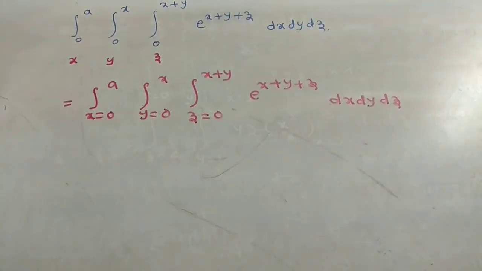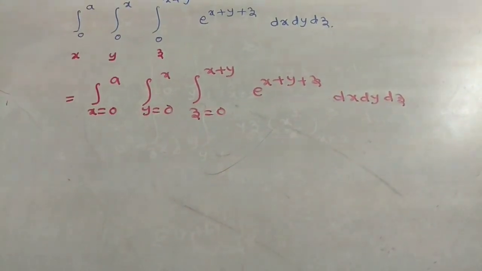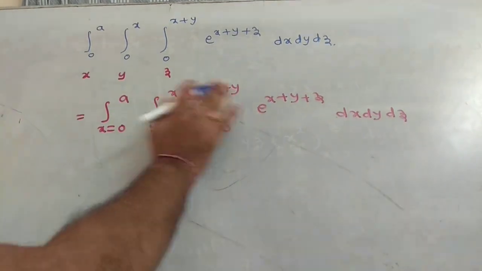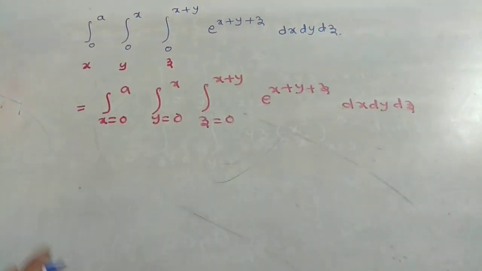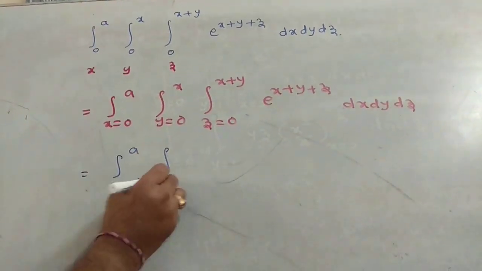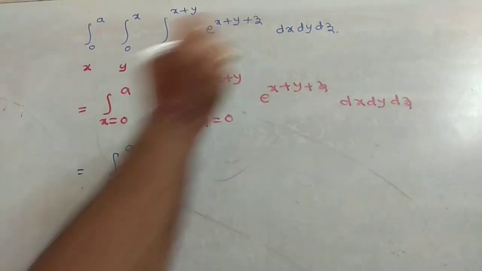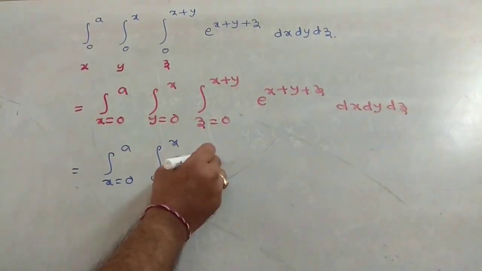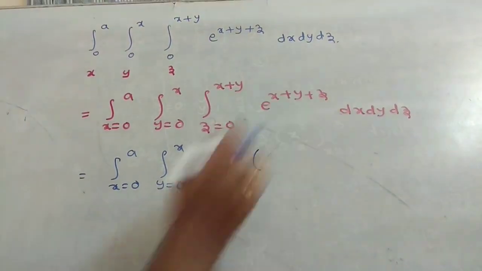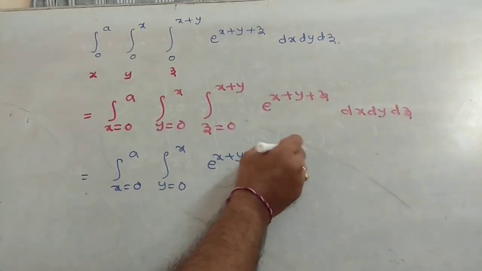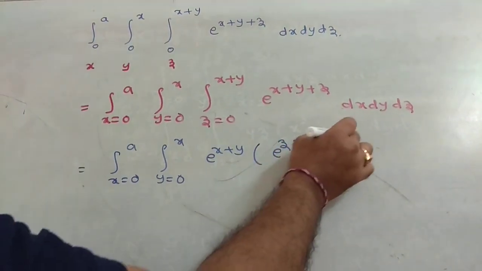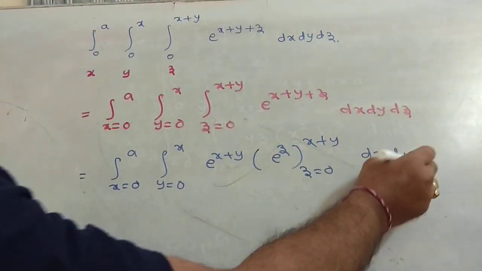Now first, what is the integration? Don't look at this one; you are first concentrating on this. First you do the integration with respect to z. So the first two integrals are 0 to a, and here 0 to x. Do the integration with respect to z. In that case e power x plus y is a constant term. We have only e power z. The integration of e power z is again e power z. So the limits are 0 to x plus y, and we have here dx dy.